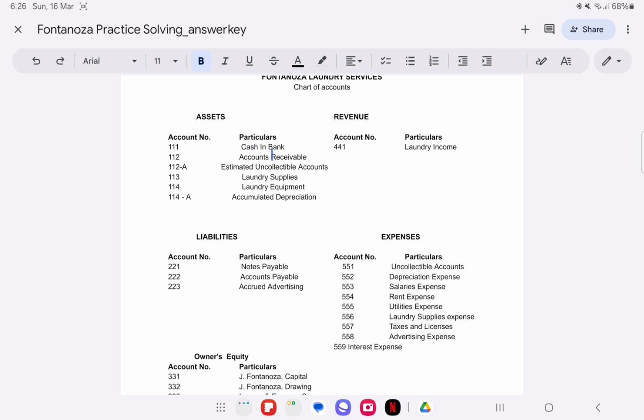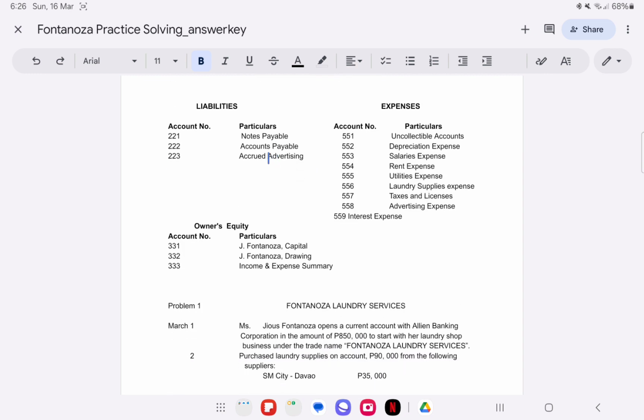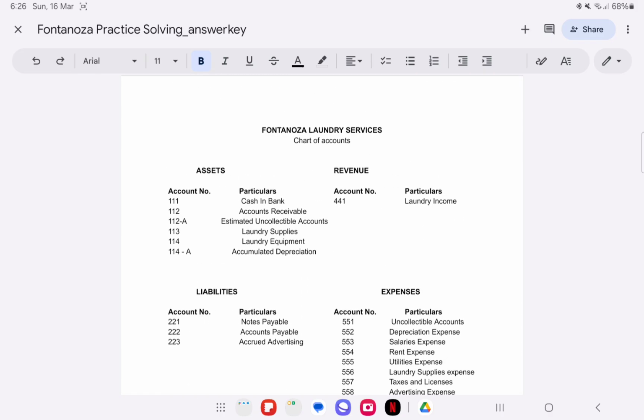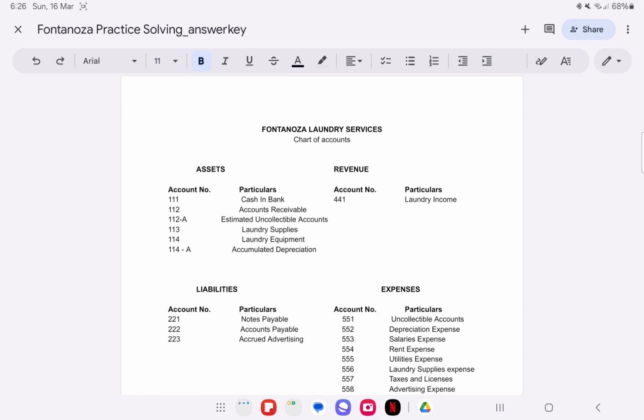together with the particulars in journalizing our transactions, posting to the ledger, making the trial balance, and making the statement of comprehensive income. We're also going to solve the statement of changes in equity and the financial position of Fontanoza Laundry Services.